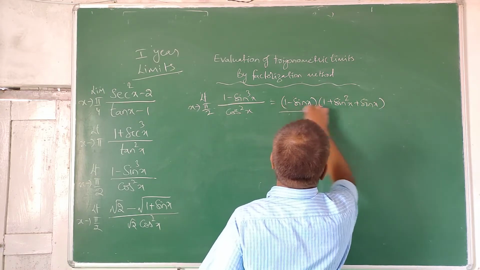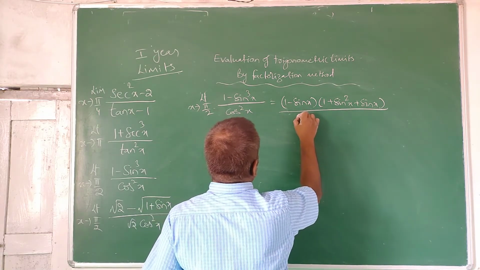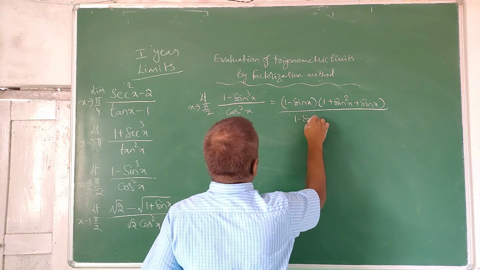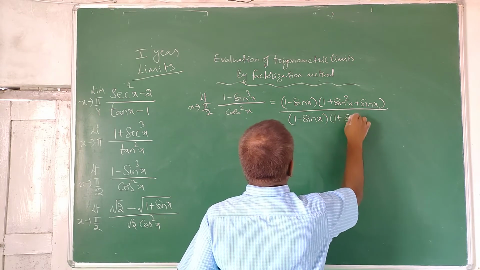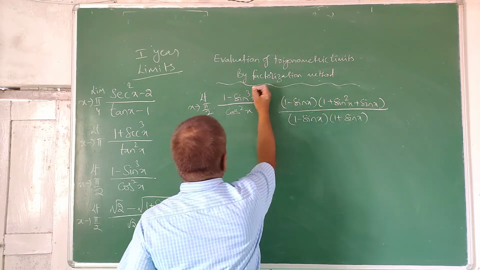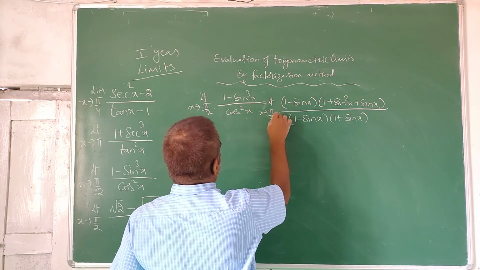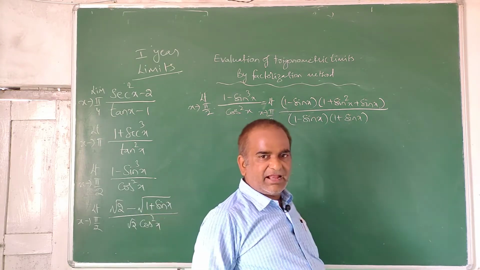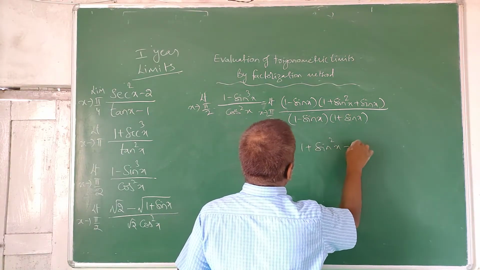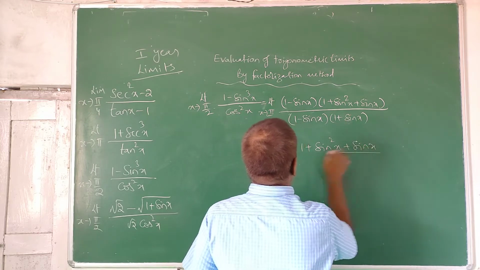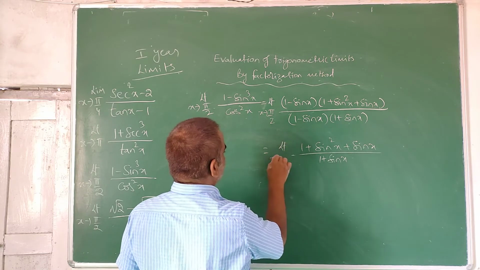As you all know about the a cube minus b cube formula, write cos square x as 1 minus sine square x, which is 1 minus sine x into 1 plus sine x, as limit x tends to pi by 2. Then this 1 minus sine x, 1 minus sine x get cancelled. Then you get 1 plus sine square x plus sine x divided by 1 plus sine x, as limit x tends to pi by 2.